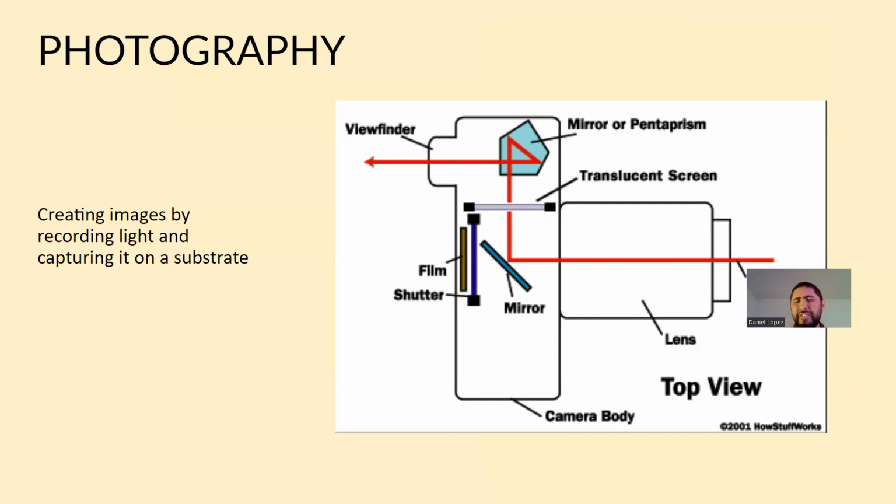Okay, so this is generally how cameras work, or some cameras rather. Here's the viewfinder, and here's a mirror, a screen, a mirror. Here's what you look through. The mirror flips up to expose the film.